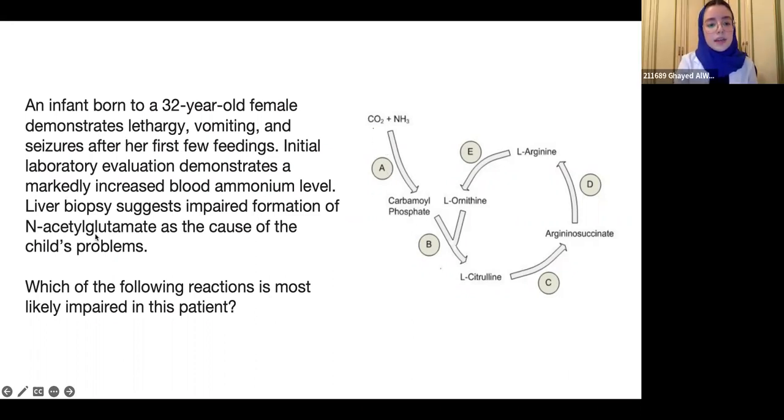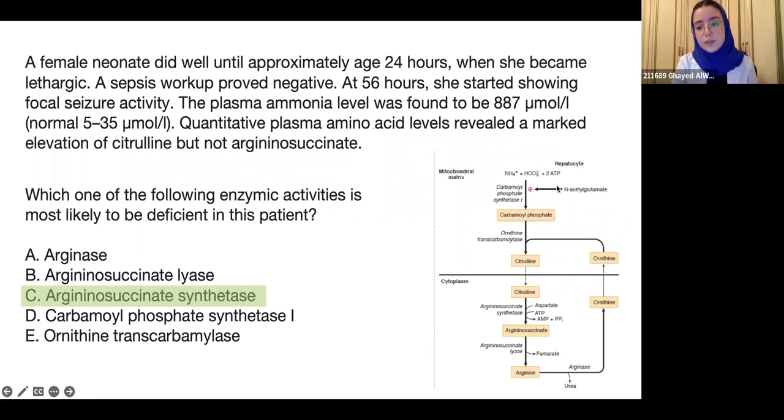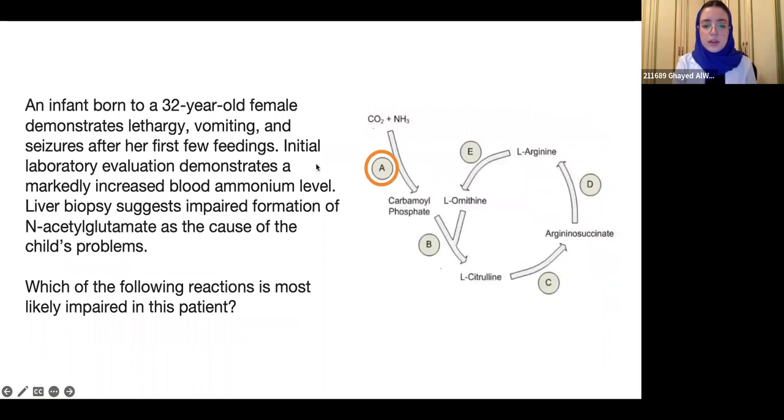And that's because N-acetylglutamate, we can go back to the reaction over here. N-acetylglutamate is the obligate activator of carbamoyl phosphate synthetase 1. And so when this person had a liver biopsy, it showed that there was impaired formation. In other words, the body couldn't make N-acetylglutamate. So our obligate activator is deficient, right? So this enzyme won't be active. And so the first step of the urea cycle won't proceed, so we won't be able to make carbamoyl phosphate. So let's go back to the question, which is why the answer is A.